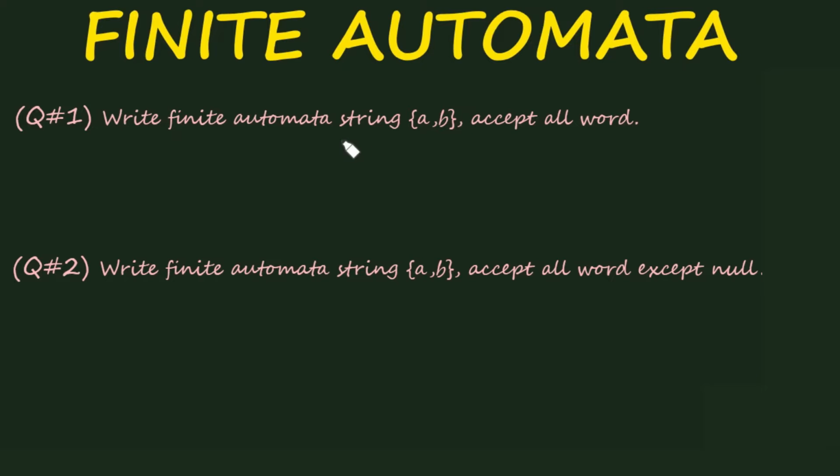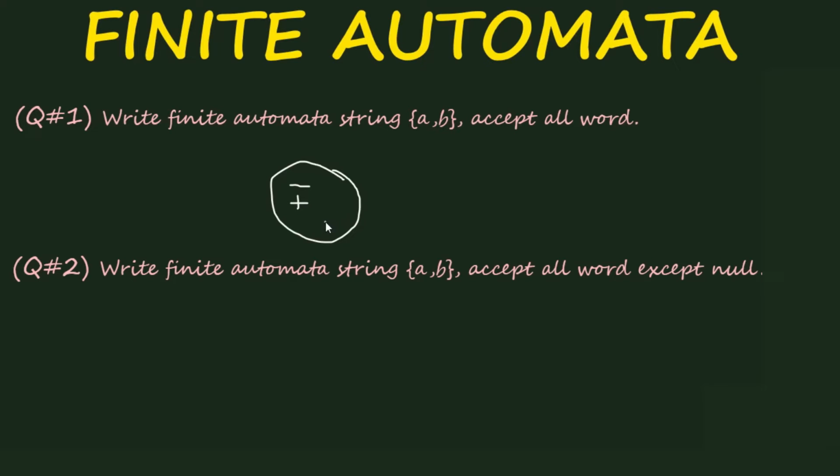A string that accepts all words means it accepts null, A, and B, and it always stays on the final state. It means the initial state and the final state are the same. Only one state exists. For the initial state we show a negative sign, and for the final state a positive sign.